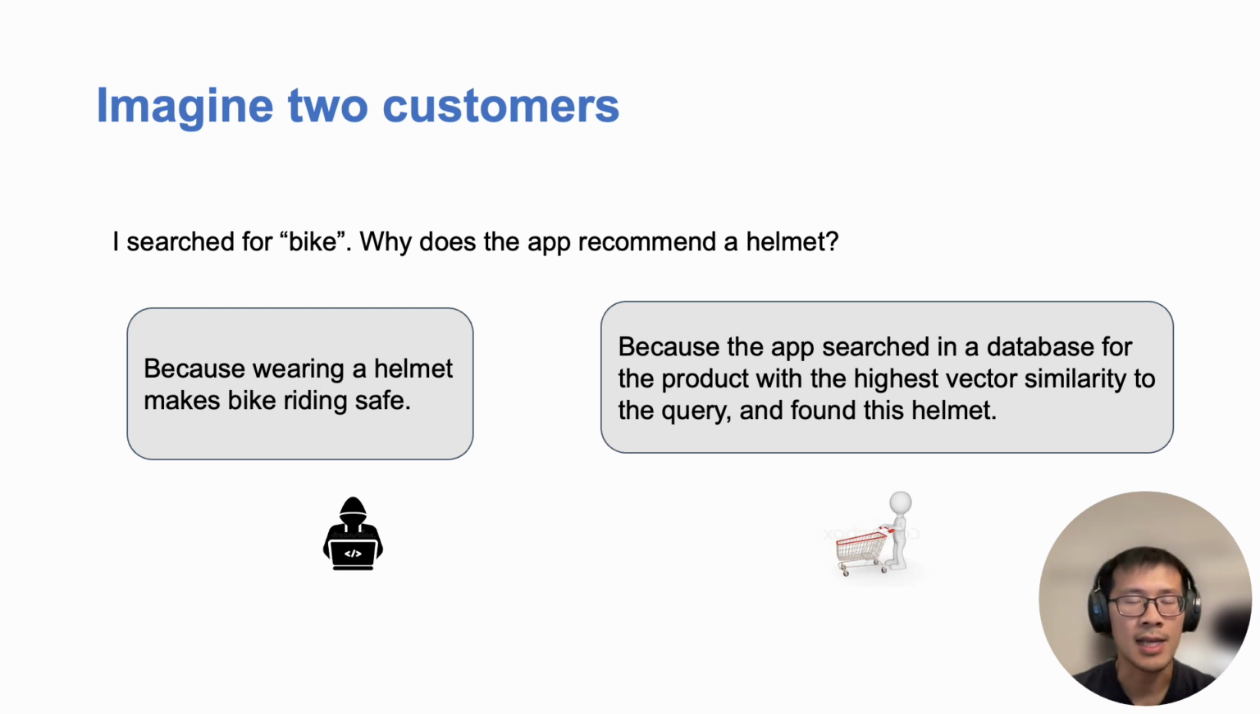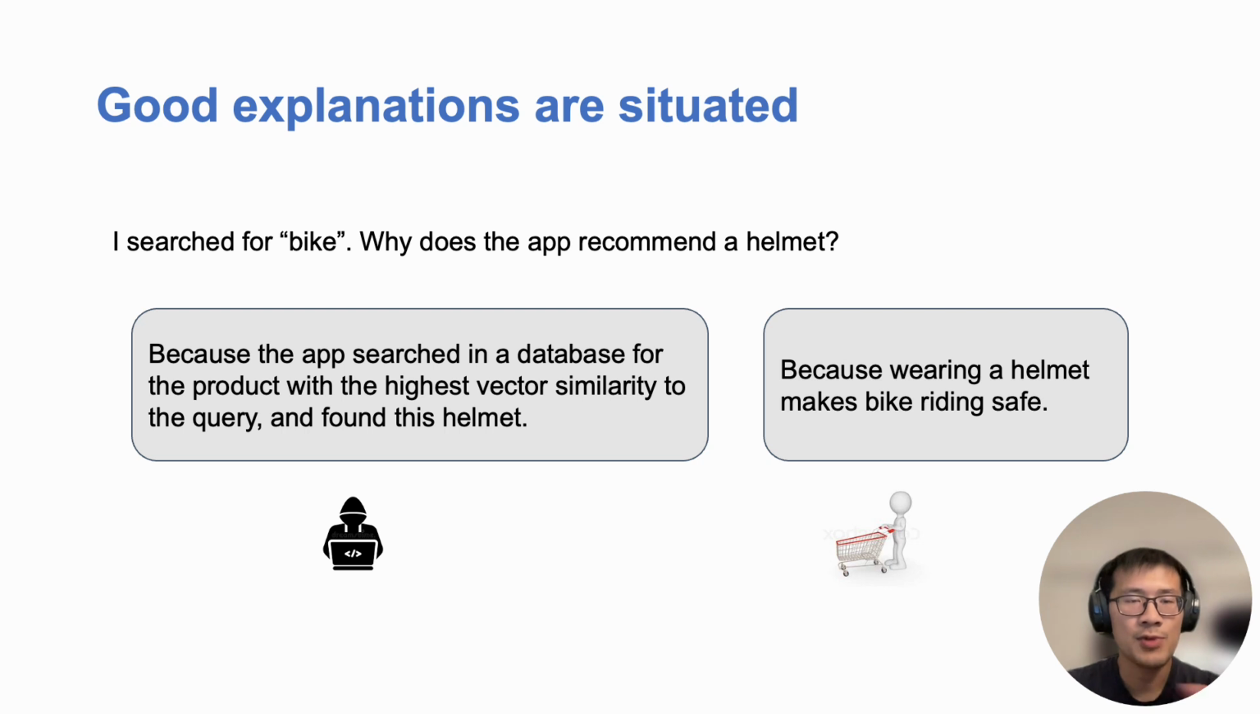If we provide the explanation on the left-hand side towards the detail-oriented engineer and the long explanation to the casual customer, then neither of them are going to be happy. On the other hand, if we swap the two explanations, which is to provide the long explanation towards the detail-oriented engineer and provide a short explanation towards the busy customer, then both of them are going to feel a little bit more convinced by the explanation. So hopefully up to now, I have convinced you that the explanations should be situated.